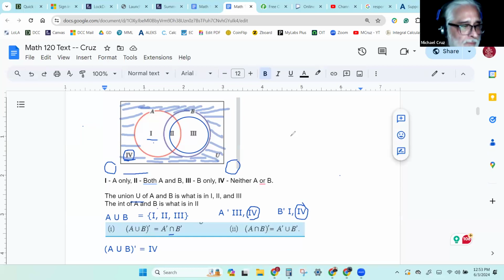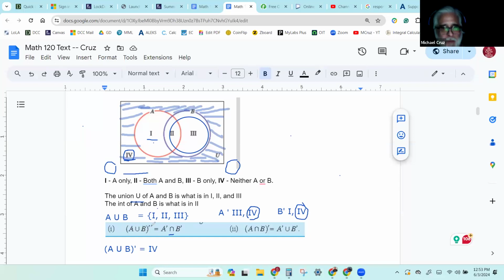This can be very helpful in certain situations, especially in chapter 3, because we used De Morgan's laws over there for logic. And so if you recognize the pattern, it's very helpful. And I'll show you this pattern.